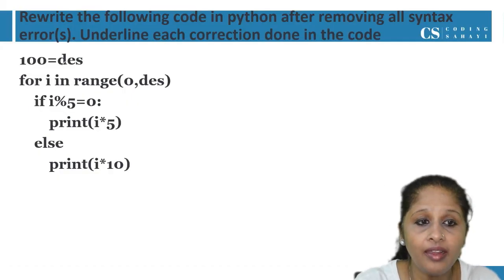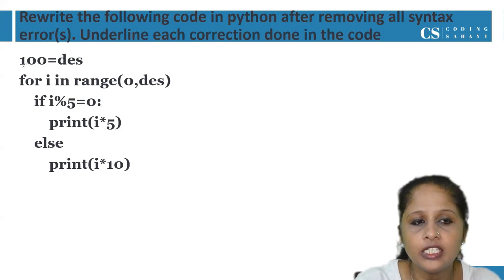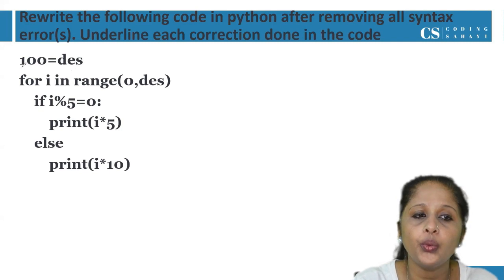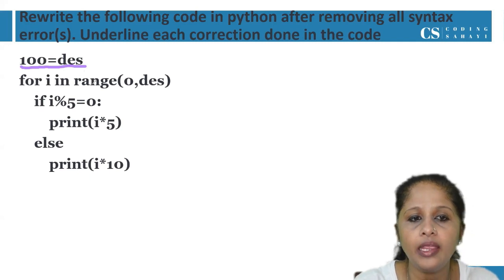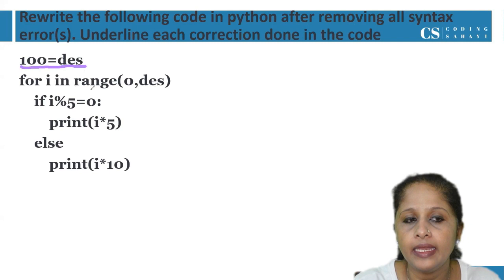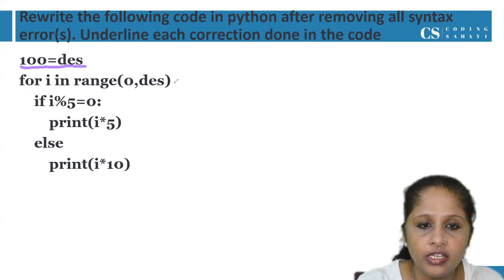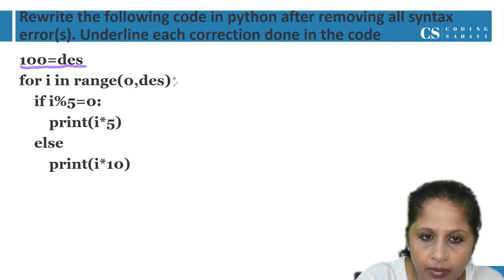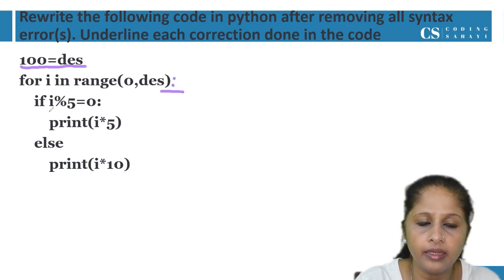So here 100 equal to DES. So this one you know, right? That is, this must be changed to DES equal to 100. Okay, so that is the first error. So in the second line, for I in range of 0, DES. Is there any error in this line? Yes, that is every for statement should be terminated by colon. So colon is not given here, so that is the error here.